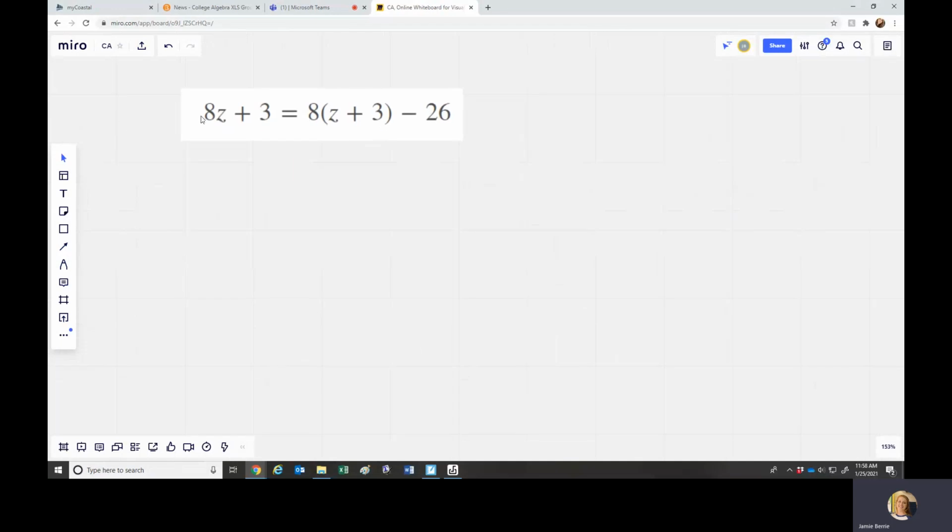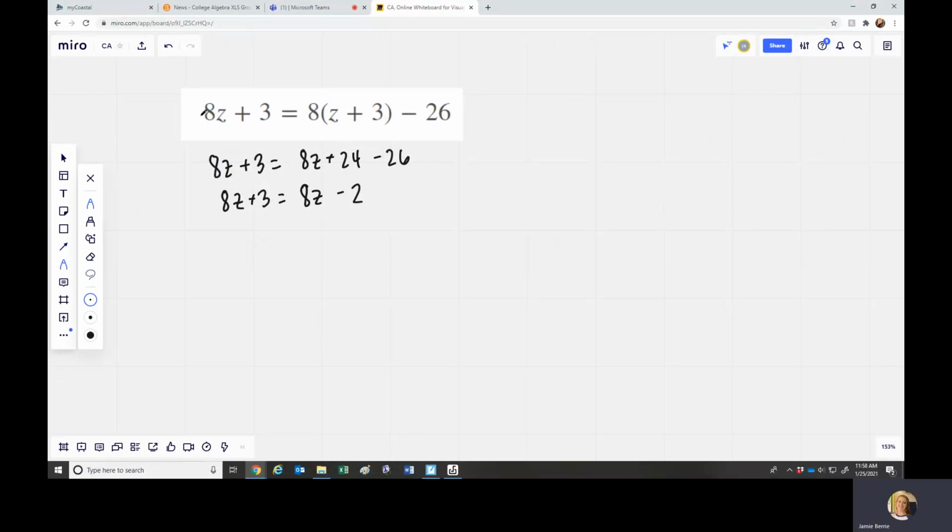8z plus 3 equals 8 times (z plus 3) minus 26. All right, so let's go ahead and multiply through on the right-hand side. Left-hand side is going to stay the same. So 8 times z, that would be 8z, plus 8 times 3 would be 24, minus 26. So 8z plus 3 equals 8z, negative 26 plus 24, that would be minus 2.